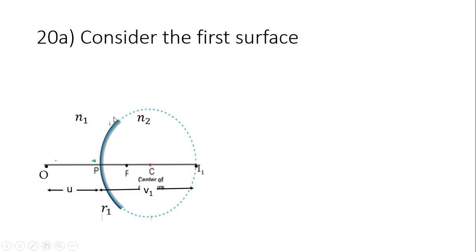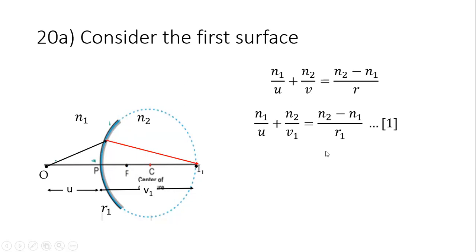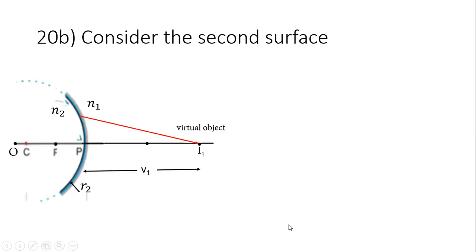Okay, we look at the surface, convex surface. There's your u. And there's your I1. There's your v1. Okay. And we use the lens formula. Right? Recognize this is your n1. This is your n2. And there's your u. So it's almost the same formula, except R you have to change to R1. Okay. Same. This one we want positive. R is R1, equation 1.